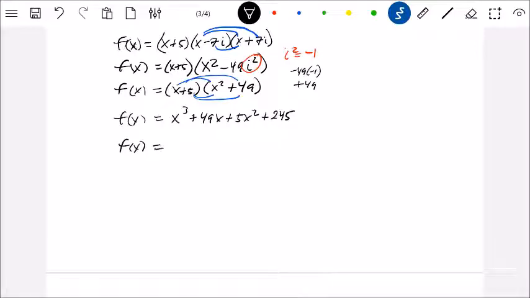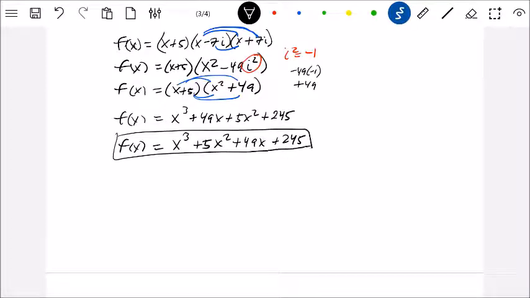And then we have to put it into the correct order. So there, x cubed plus 5x squared plus 49x plus 245. And that is the result of using zeros of negative 5 and 7i, because the 7i also has a negative 7i with it.